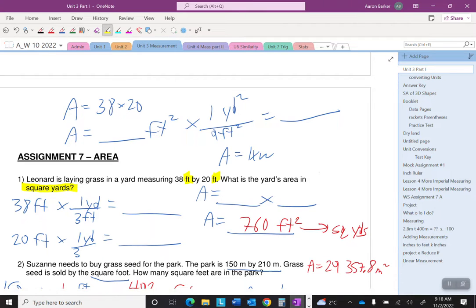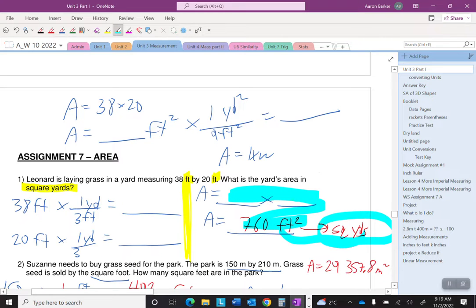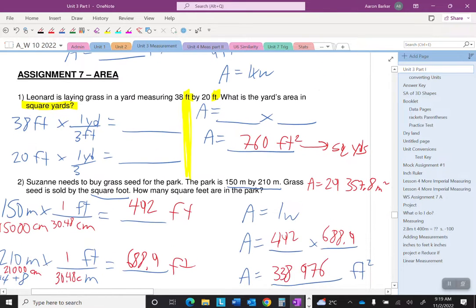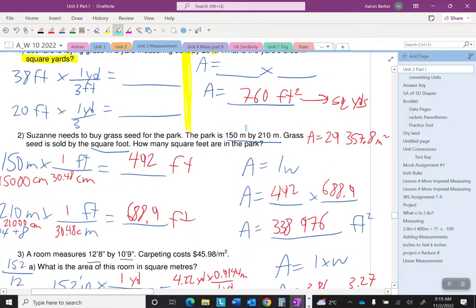All right, so what I have here is the first one, you're converting first, then find the area. The second one over here, highlighting in blue, you find the area in feet squared, then you convert to square yards, which is not done yet. Okay. Number 2, meters and meters, then you go square foot. So you can convert first, or you can convert second, your choice.